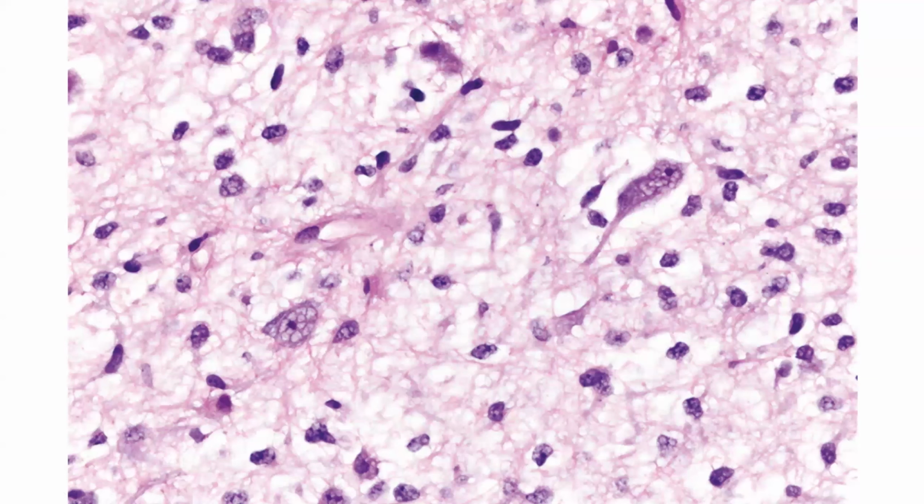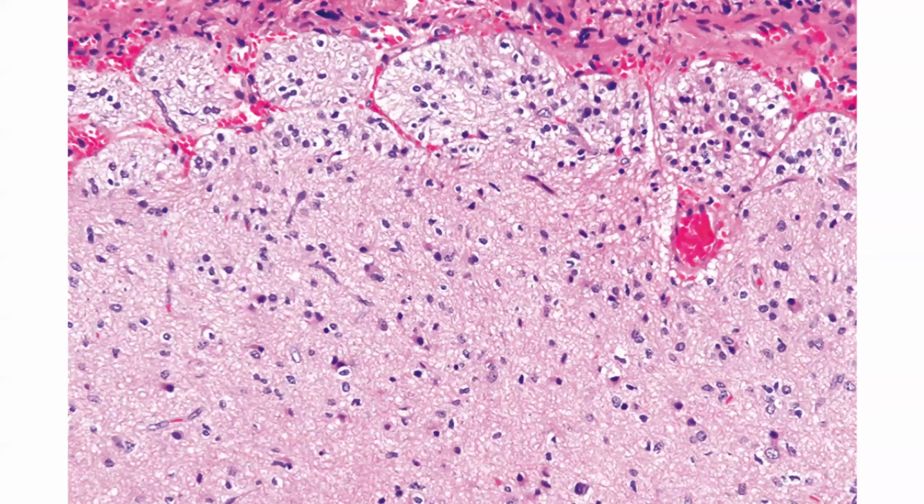A little bit higher power. And then up here at the top of the screen is the subarachnoid space. So this tumor is actually forming these little clusters right under the subpial area, and then potentially also involving leptomeninges. But this is very characteristic to see diffuse growth and then subpial clustering of these tumor cells.